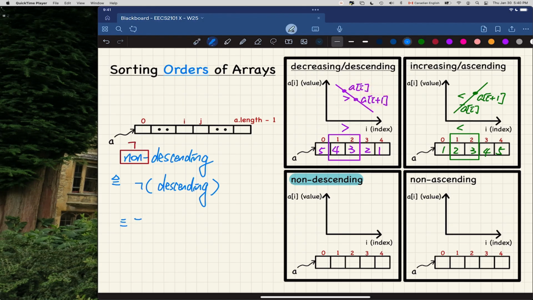Equivalent to, not the case, A[i] larger than A[i+1]. Now we can distribute the negation over larger than. I'm pretty sure you know. That should be less than or equal to.